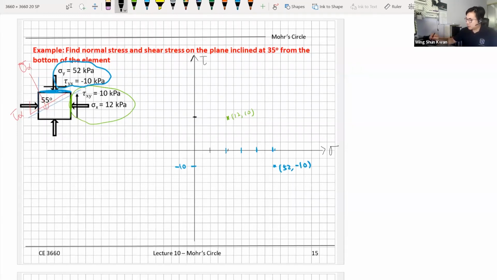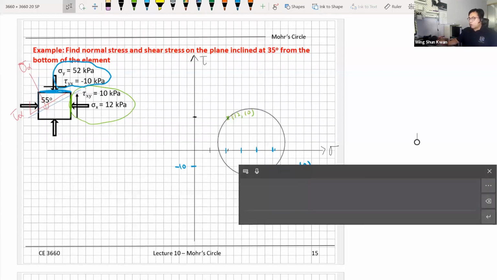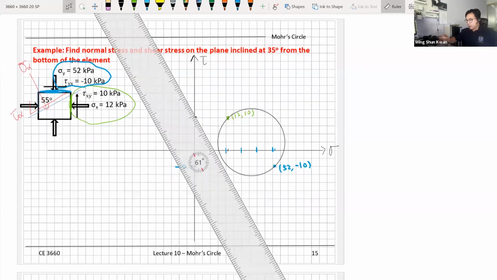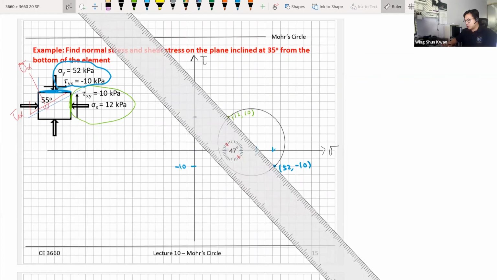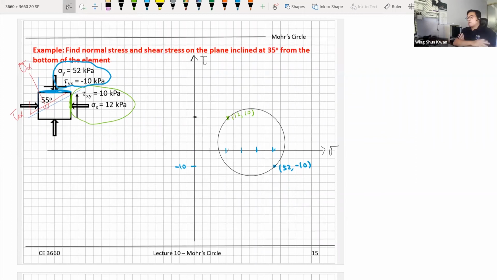So with the two points, I can draw the circle. If you do it properly, you should use a compass to help you. I don't think mine is absolutely accurate, but this is the best I can do. So now we know the diameter, right? Pretty much if you have 2 points, then you can form the circle because two points allow you to construct the diameter. So now we have the Mohr's Circle, and the next thing is to try to find out the pole. Remember the pole method.